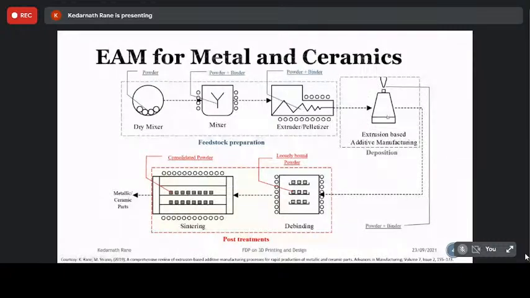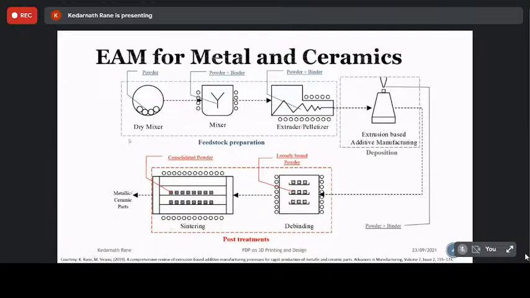Then, once it is ready with the deposited 3D geometry, we need some kind of post-processing. You cannot call it a complete post-processing, because before post-processing there are a couple of stages to remove the non-metallic constituents, since we call the process metal and ceramic, right? So we need a process like debinding to remove the non-metallic constituents, and sintering to remove the voids in the part so that it gets consolidated as a solid part.